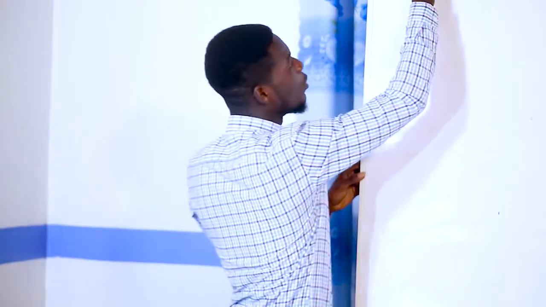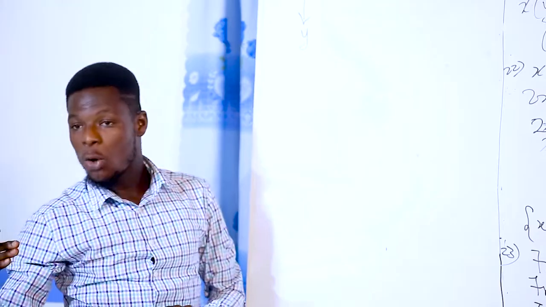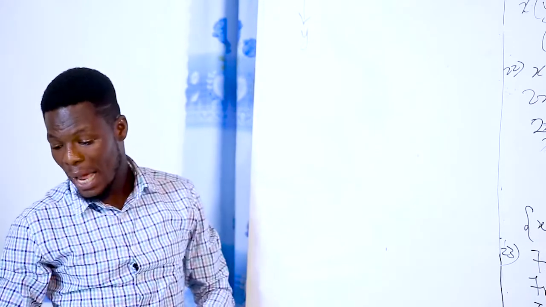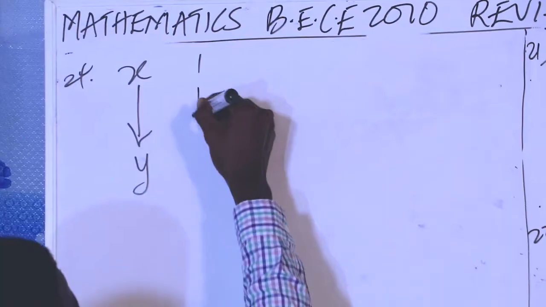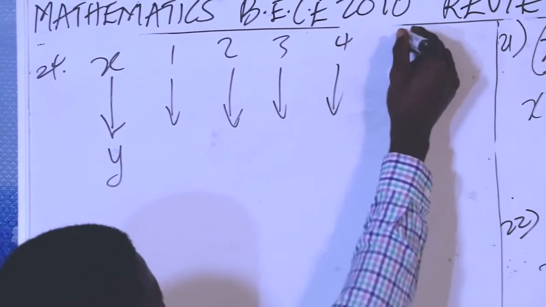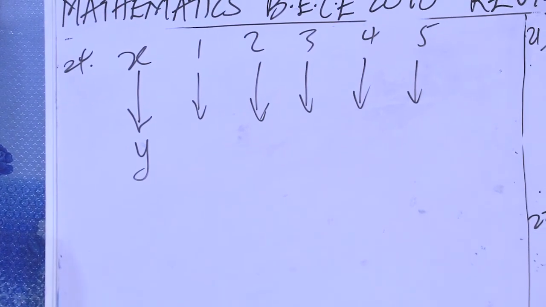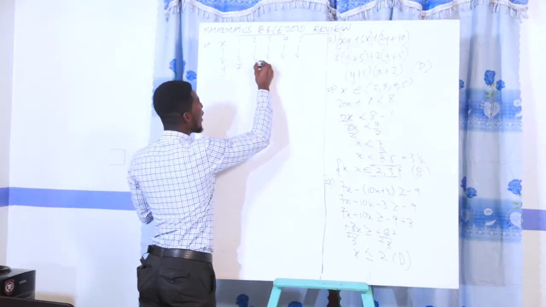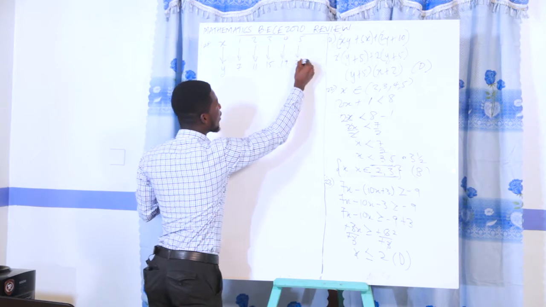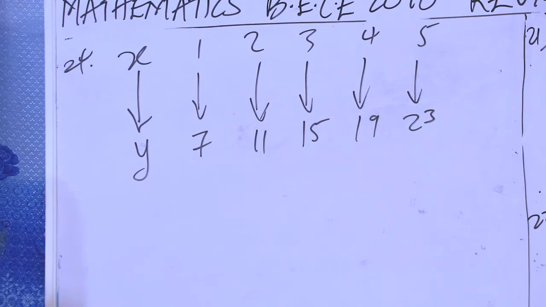All right, let me put the mapping on the board. So we have x mapping to y. Then we have the domain, the members of the domain 1 up to 5. So 1, 2, 3, 4, 5. And the members of the codomain 7, 11, 15, 19, 23. And the question says, find the rule of the mapping.